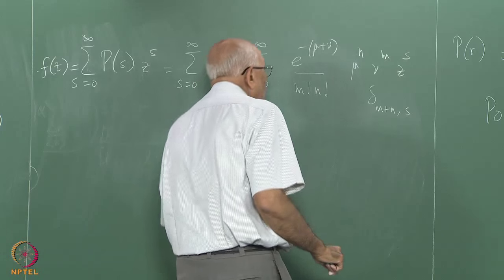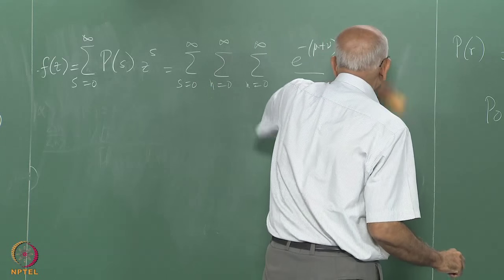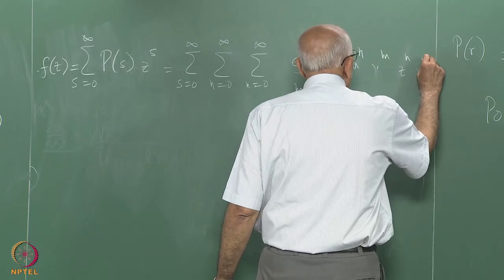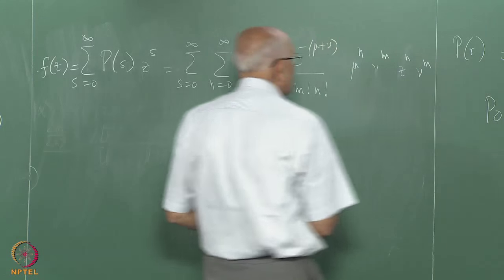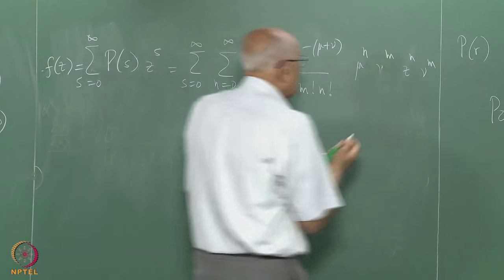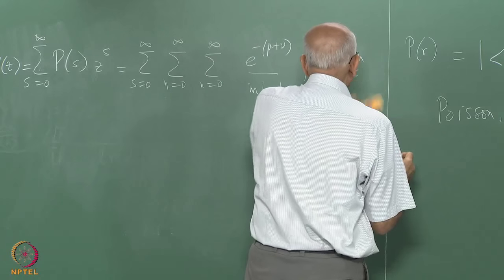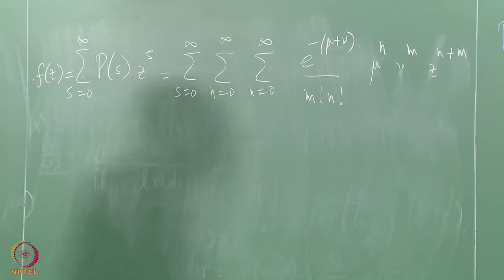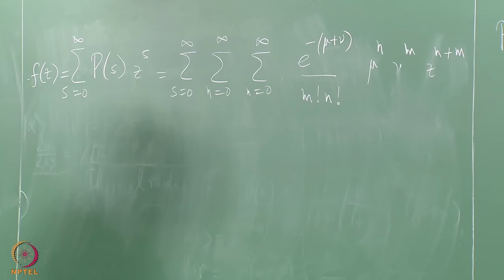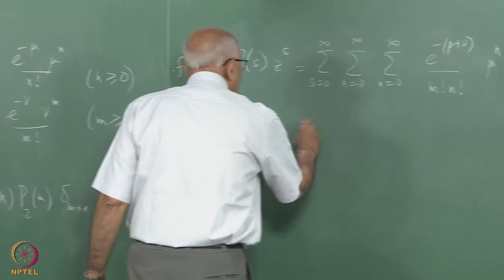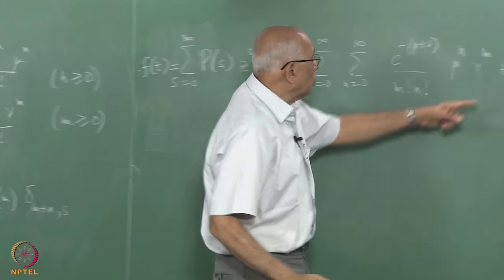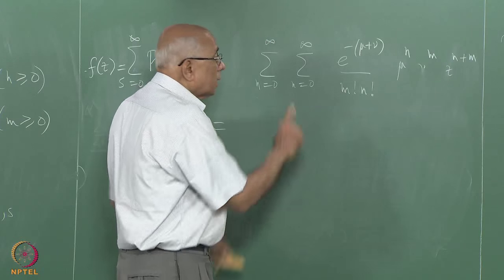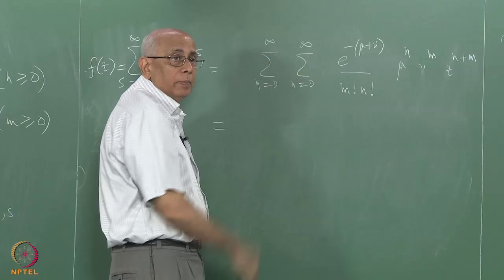So all I have to do is to put that in here. This becomes z to the power n, nu to the power m. Z to the power n plus m in here. Okay, and that's it. So what is this equal to now? I've used the constraint here. I've finished off the sum over s because I've used that constraint to replace s by n plus m.